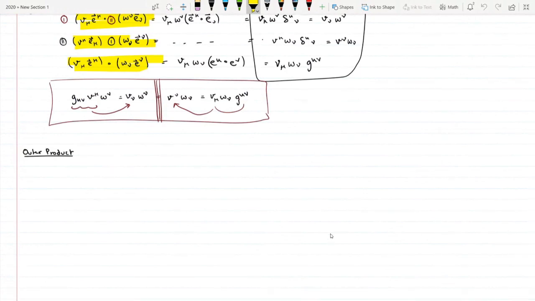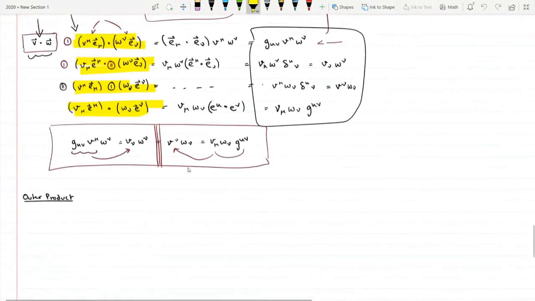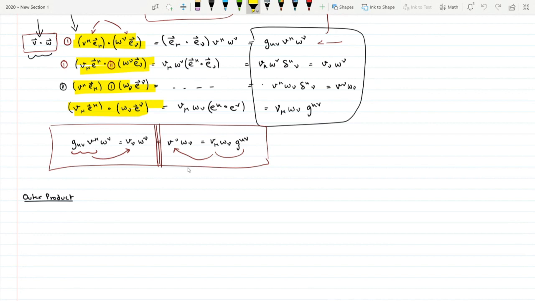So the outer product is something that complements the inner product. You can think of the inner product between two vectors as the action of one of those vectors on the other. That is to say, if I have u and I dot it with v, just think about this, in terms of notation, as u acting on v. This is just notation, right?